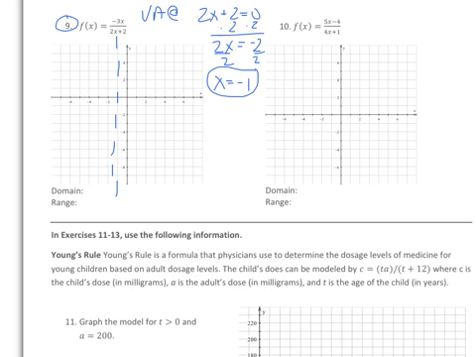Now to get the horizontal asymptote, I look at the powers. Notice my powers are equal, or rather degrees. I have a first degree on top, first degree on the bottom. So then my horizontal asymptote will be the ratio, so negative 3 over 2. So once again, I'm just looking at the degree of the powers.